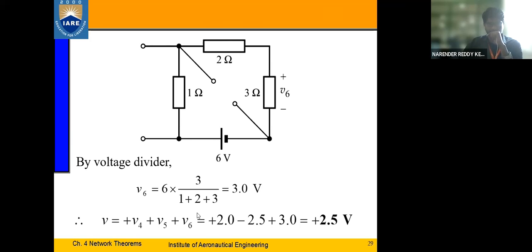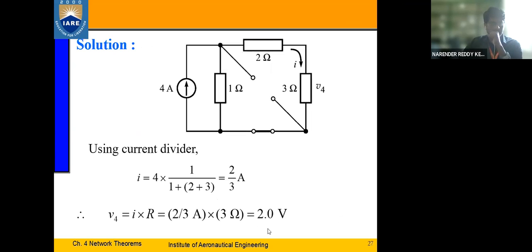What's the final statement for superposition? We calculate the responses through the element individually when the sources are acting individually and sum them, right? So the total voltage drop across the 3 ohm resistor is the sum of all the 3 individual responses. In the first case, we found that the voltage drop across the 3 ohm resistor when the 4 amp current source is considered is 2 volts.